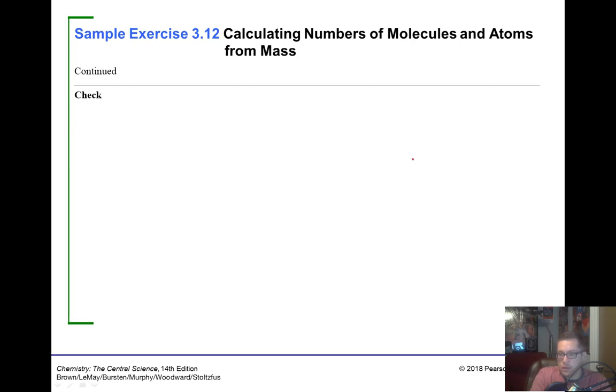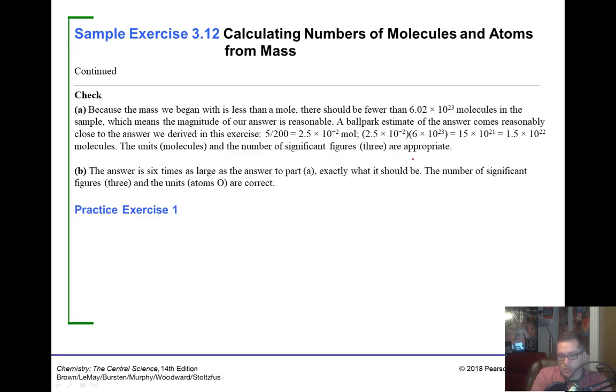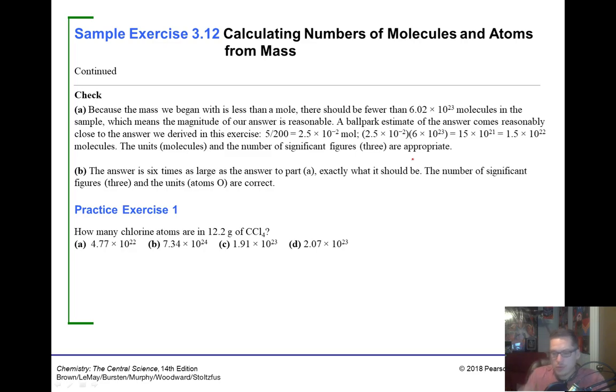Now these are 2-step problems. It says how many chlorine atoms are in 12.2 grams of CCl4. This is exciting, because it's going to be more than 2 steps, like 3 steps. We're starting with grams, so we have to go from grams to moles, then to formula units, then to number of chlorine. So those are our steps. We're going to start with our 12.2 grams of CCl4.